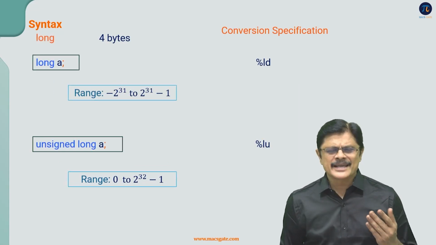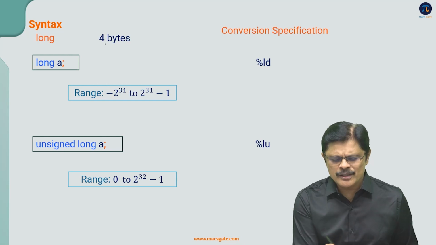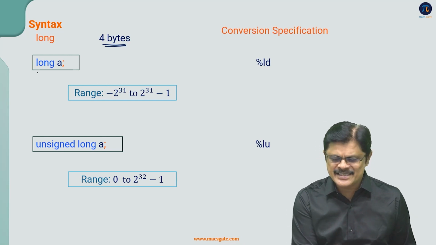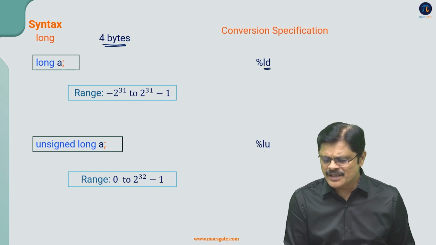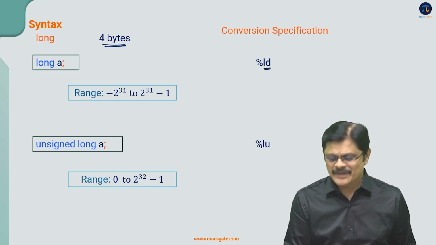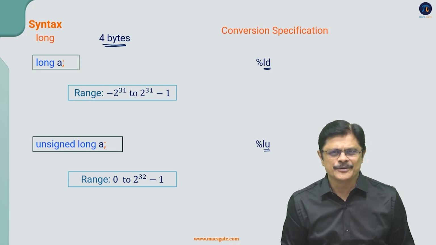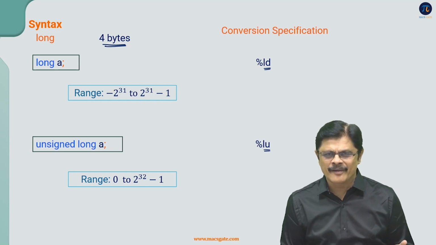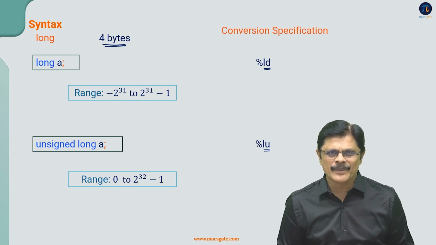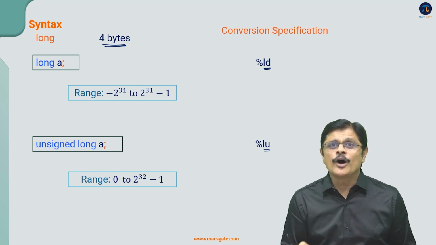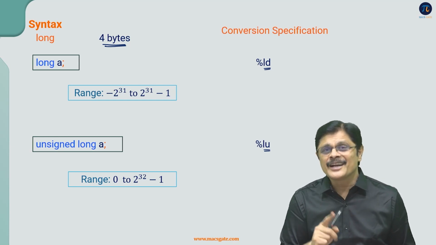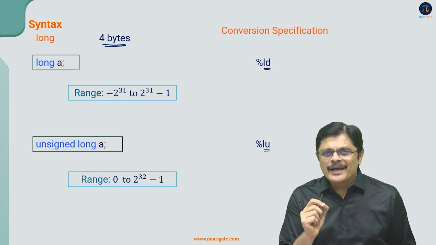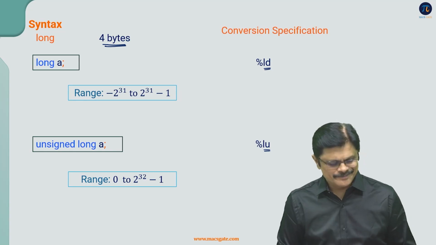Long, the story is exactly the same as integer because long also takes 4 bytes. So the range, everything is the same, only the syntax is different. For long, %ld can be used, that is signed long integer. Whereas for unsigned long integer, we can use %lu. The ranges are the same because in my compiler long and integer take the same range, so it is not different in my compiler. In some old compilers, the ranges for long and integer are different. You need to note that. Okay, so let us try to explore this with a simple program.